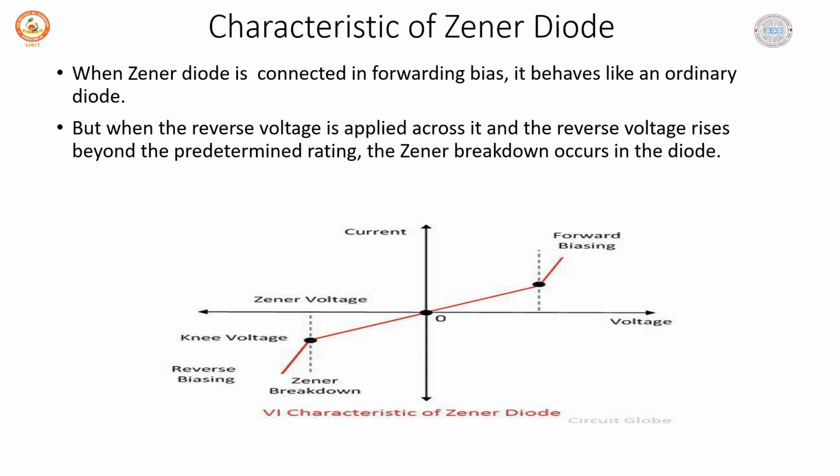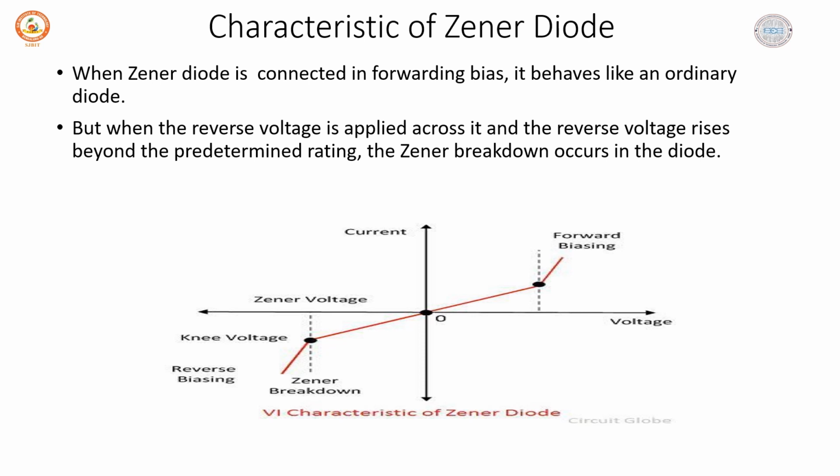The characteristics of a zener diode are well understood by means of a graph, the VI characteristics of a zener diode. Whenever a zener diode is connected in forward bias condition, it just behaves like an ordinary diode, that is a PN diode. But when the zener diode is connected under reverse bias, whenever the reverse voltage rises beyond the predetermined rating, the zener breakdown occurs. Only after that the zener current, or the reverse current, flows.